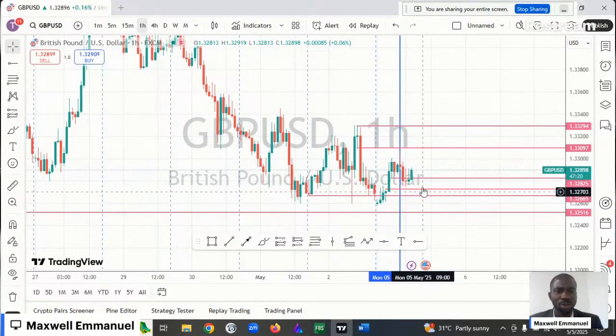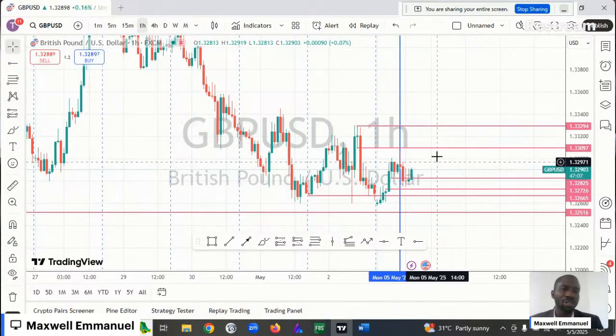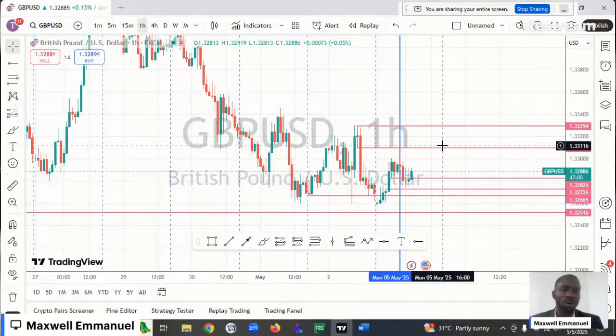If it pulls back to this zone, this would be a very good area to consider buying. Your risk will be less if price pulled back to this zone: 20, 25 pips, then you go for 40, 45 or 50 pips on GBP USD. That's what I see playing out in today's market.